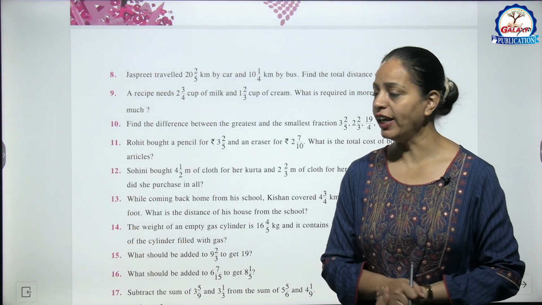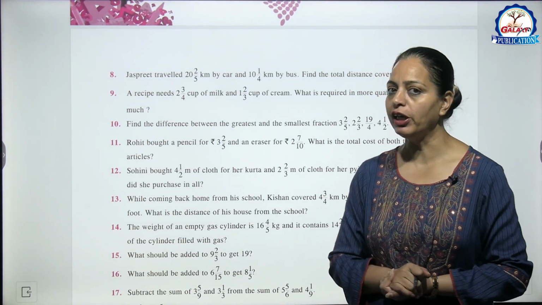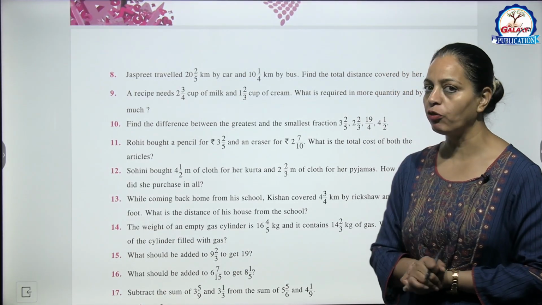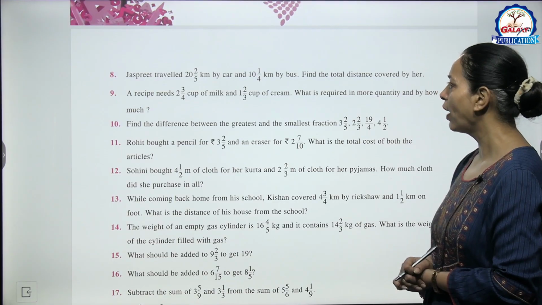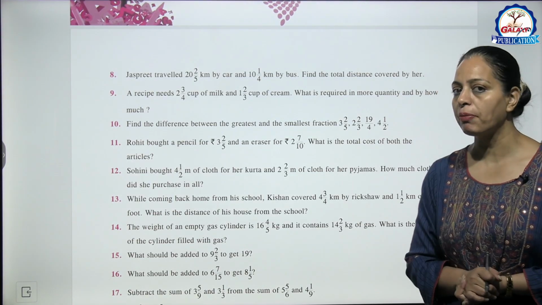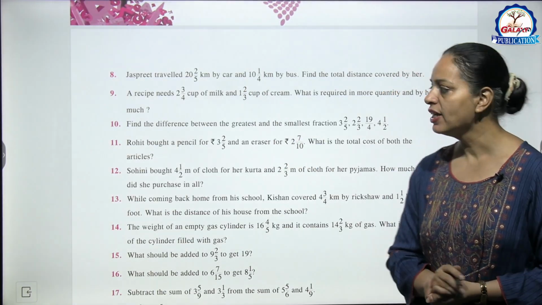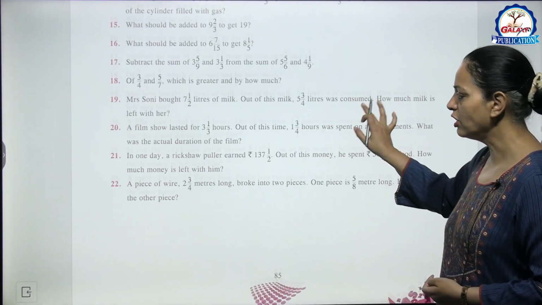Right? Now, see 8th question. Jaspreet traveled 20 whole 2 by 5 kilometer by car and 10 whole 1 by 4 kilometer by bus. Find the total distance covered by her. So what to do? Add these two. Okay. Similarly, you can try these questions.